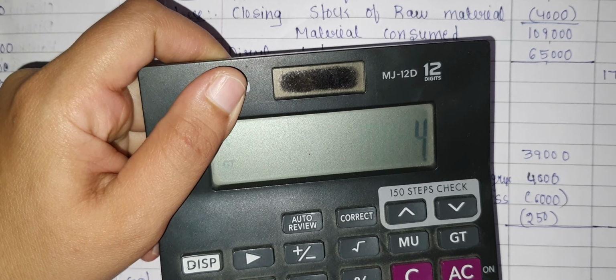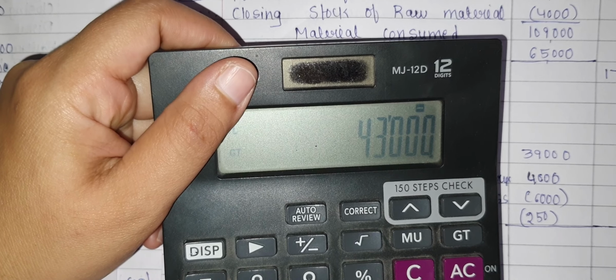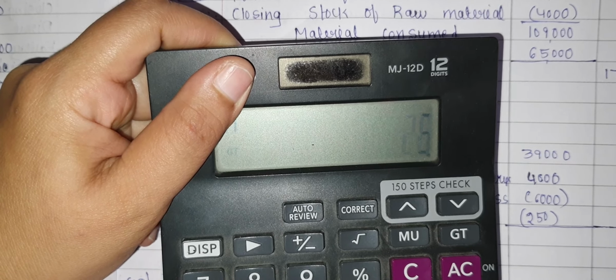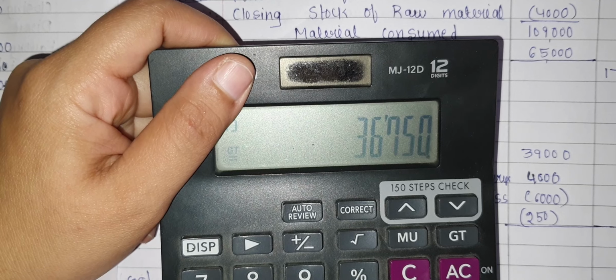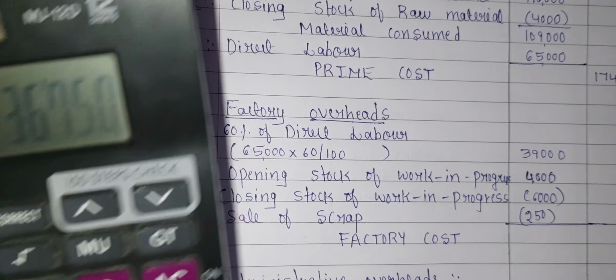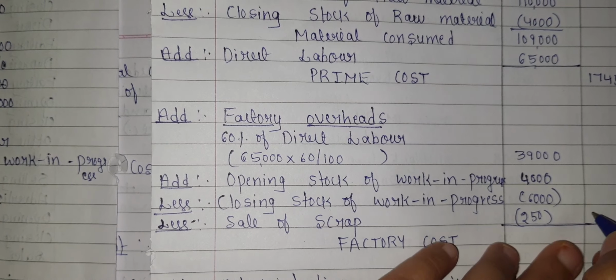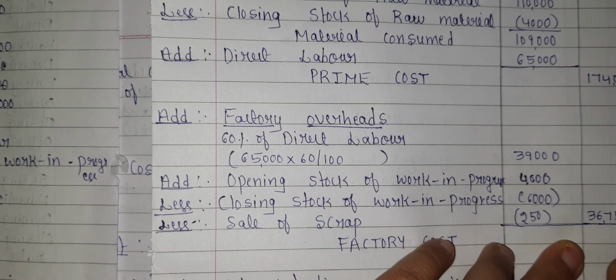$39,000 plus 4,000 minus 6,000 minus 250. That is equals to rupees 36,750.